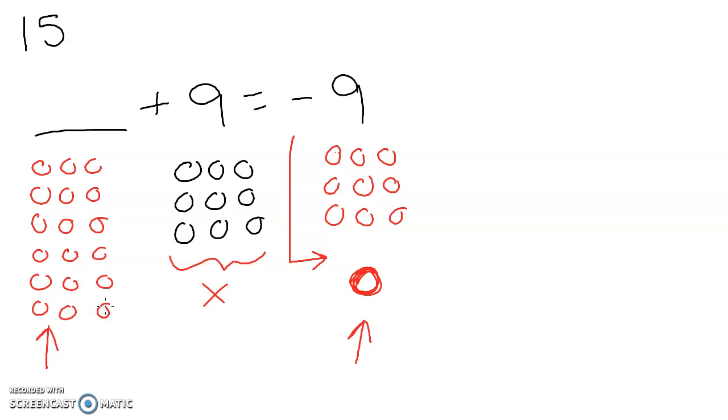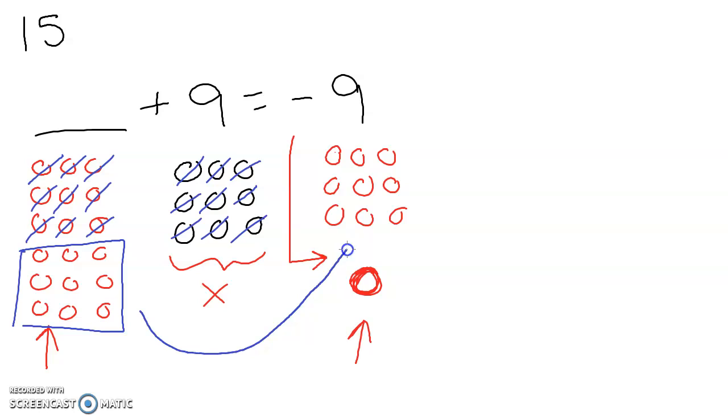Okay, so because when I do my cancellation, I'll have 1, 1, 2, 2, 3, 3, 4, 4, 5, 5, 6, 6, 7, 7, 8, 8, 9, 9. Leaving me with the 9 negative chips that I wanted. So the total number of negative chips that I started with was 18 negative chips. So negative 18 is going to be my answer for this one.